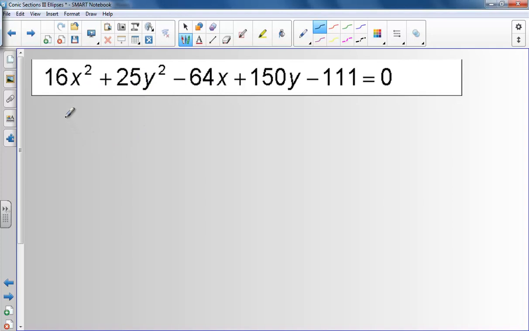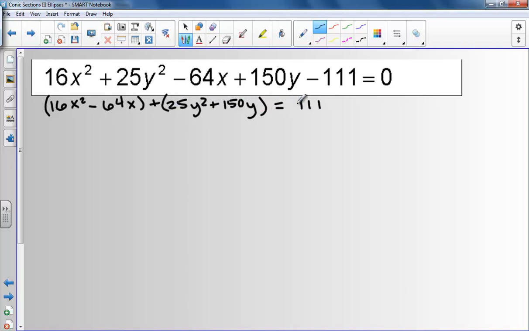So both my x terms and my y terms have a values that are not 1. So the first thing again I'm going to do is group together my x terms and group together my y terms and move my constant to the other side.